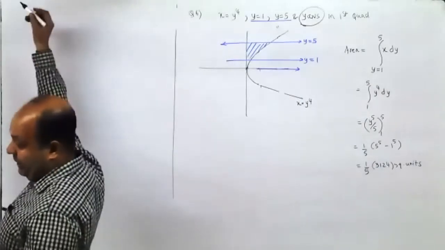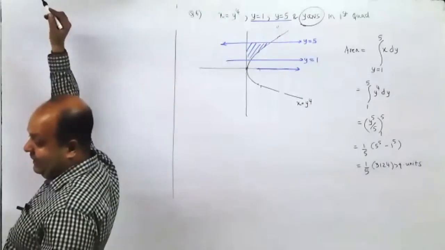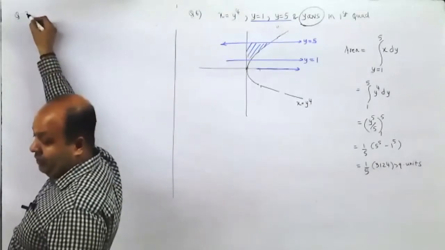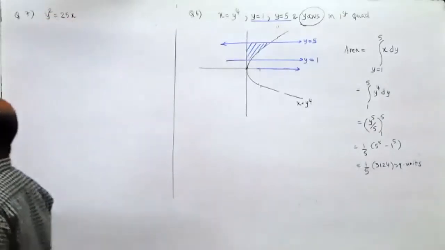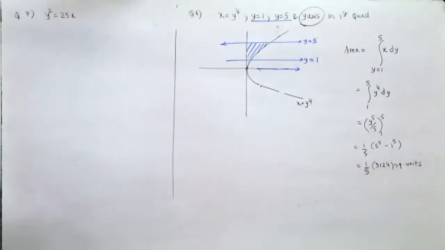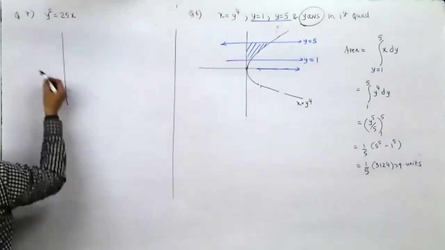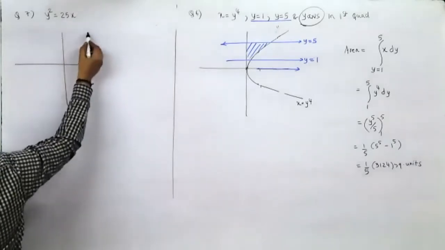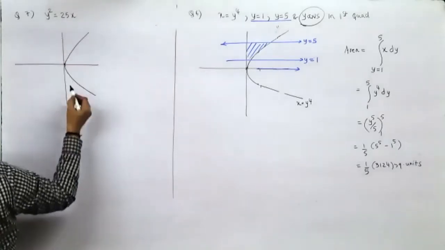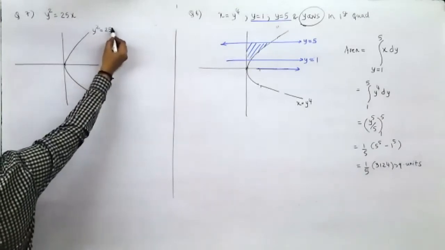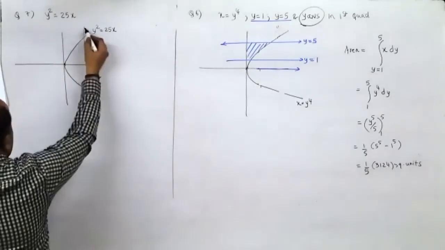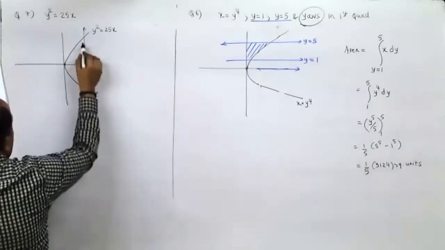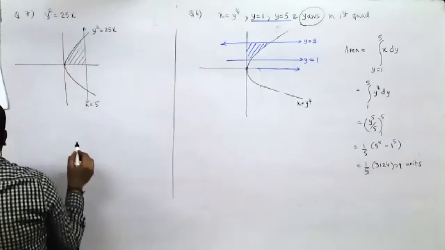Next. Area of region bounded by parabola y square equal to 25x and line x equal to 5. When I say y square equal to 25x, it is a parabola because only one of the variables is squared here. Now it is symmetrical about the x axis because y square is what you have, and this is 25x, so positive x axis. This is the figure y square equal to 25x. Now it is between the curve and the line x equal to 5. X equal to 5 means parallel to the y axis. So this is the area that they have asked you for.